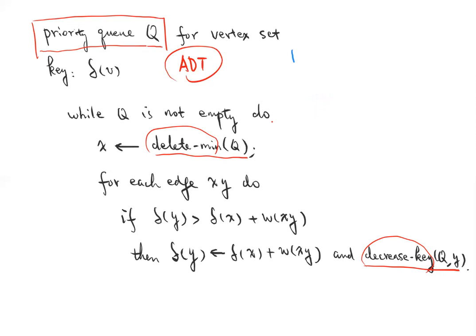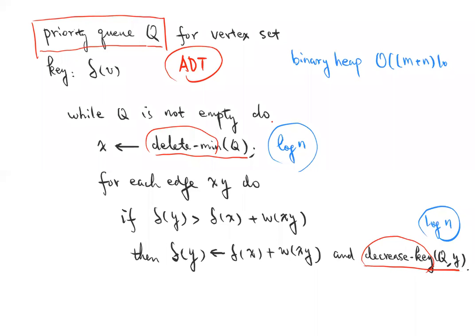Priority queue, we can use binary heap. Using binary heap, each operation costs log n time. Both of them cost log n time. So then the algorithm can be implemented in m plus n log n time. If we use binary heap, actually we can improve the time to order m plus n log n using a different kind of heap, a more complicated one called Fibonacci heap.